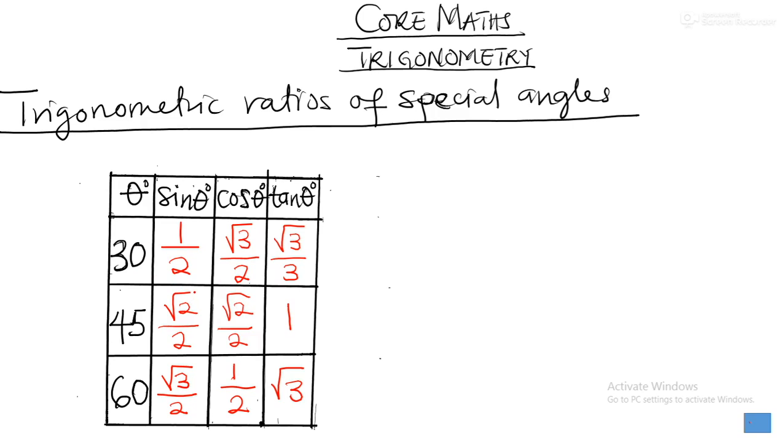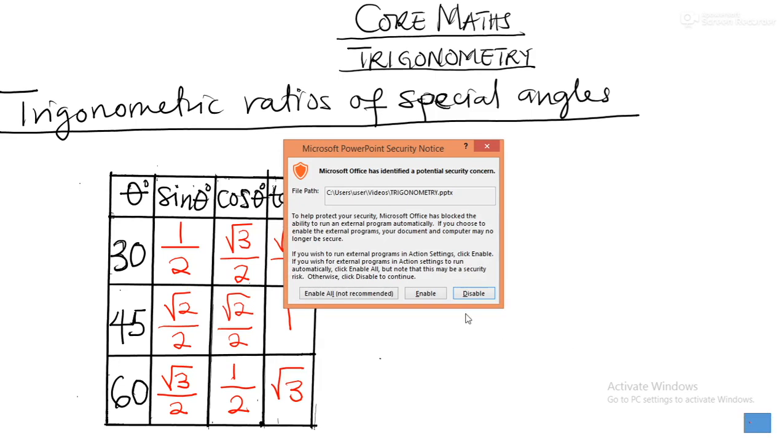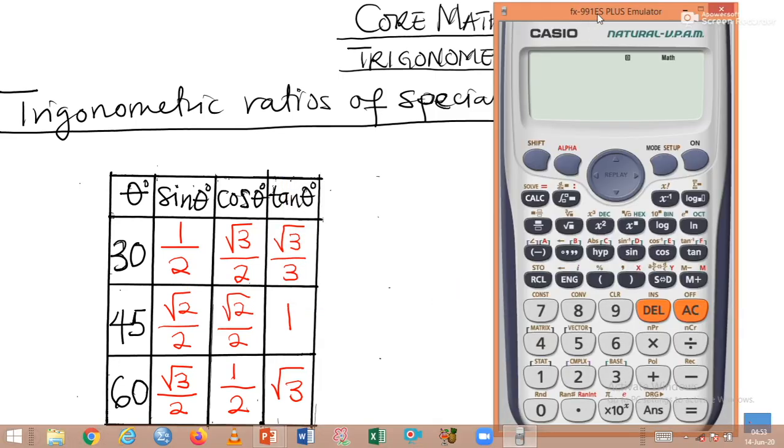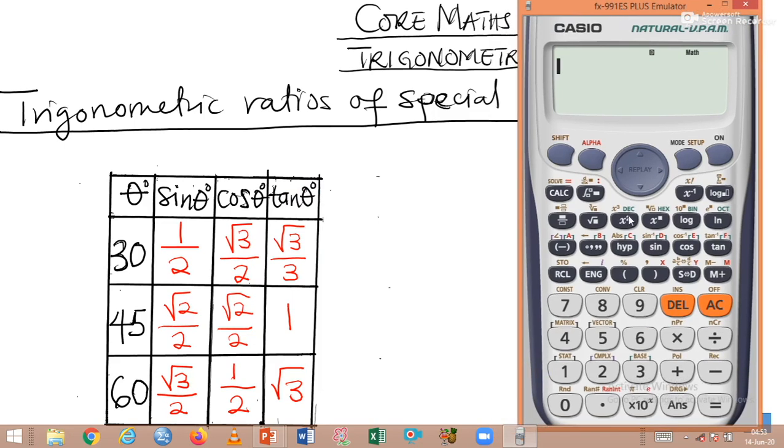Okay, good. So if you want to test with calculator, let's see how it goes. Good. So you have this sine 30. So you punch the sine. You punch your 30. Then you close the bracket. Equal to. So the calculator is giving us what? Half. So it means we are right.